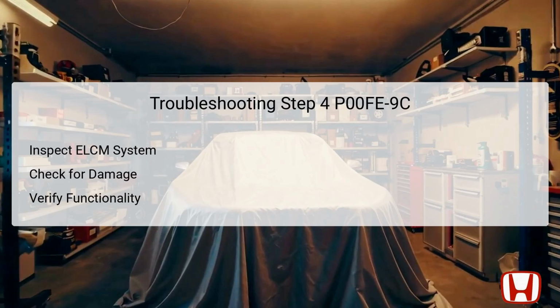The fourth step of this troubleshooting guide requires inspecting the Enhanced Leak Check Module (ELCM) system. Begin by examining the ELCM components for any visible blockages, restrictions, or damages. This part of the diagnostics is straightforward. Using visual checks and basic tools can highlight any obvious issues.